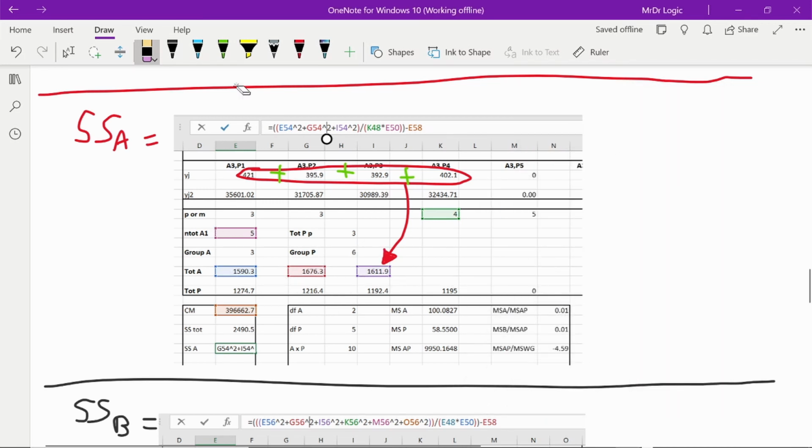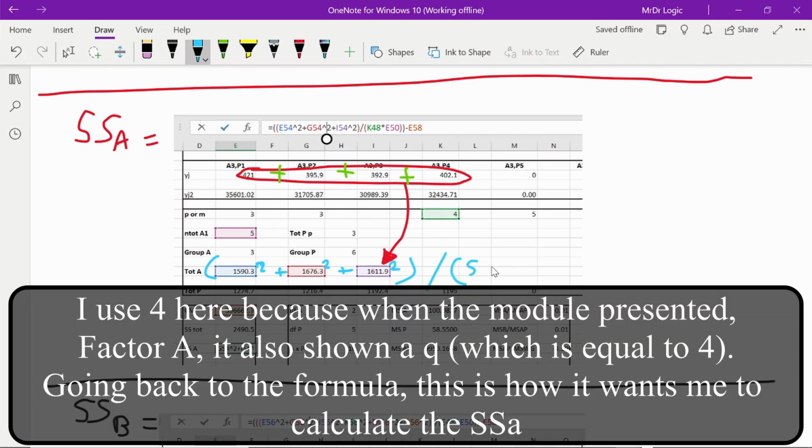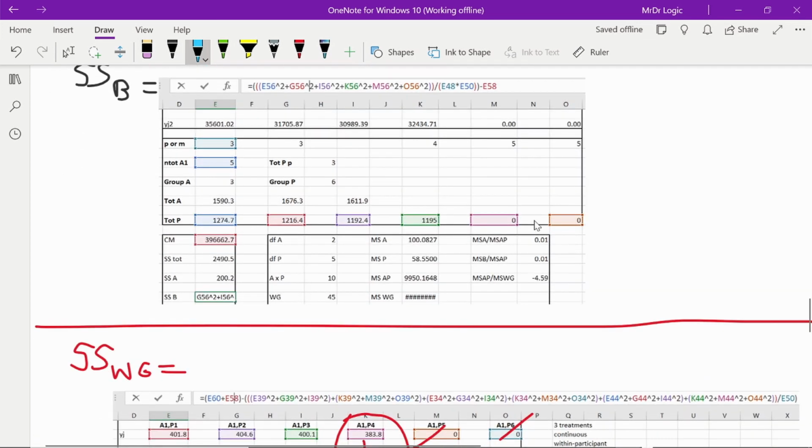So what we do is we square each one individually. So you can see here we squared this one, we added it, we squared this one, we added it, and we squared this one. Okay. After all of that, we bracketed all together, and then we divide it by multiplying. You see here 5 times 4, which actually gives you 20, and you subtract it all by the CM, and you would get the right answer. Don't worry, you're going to get the right answer soon.